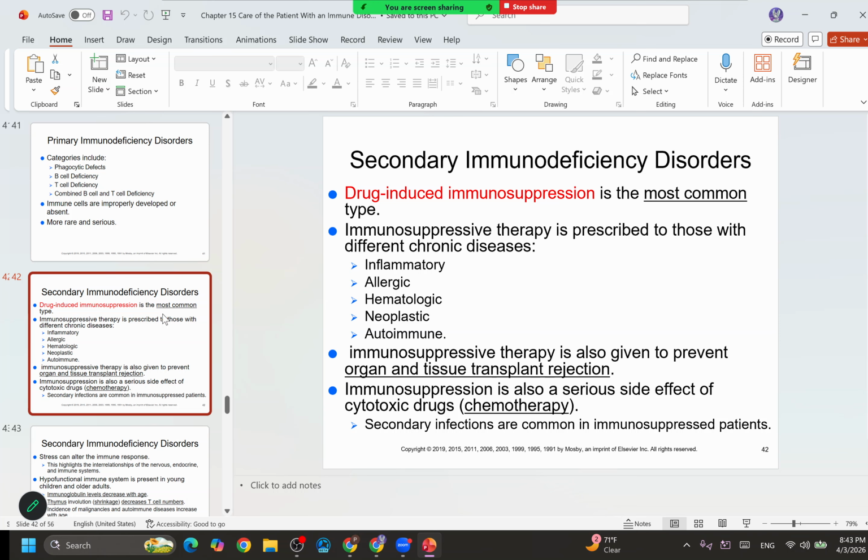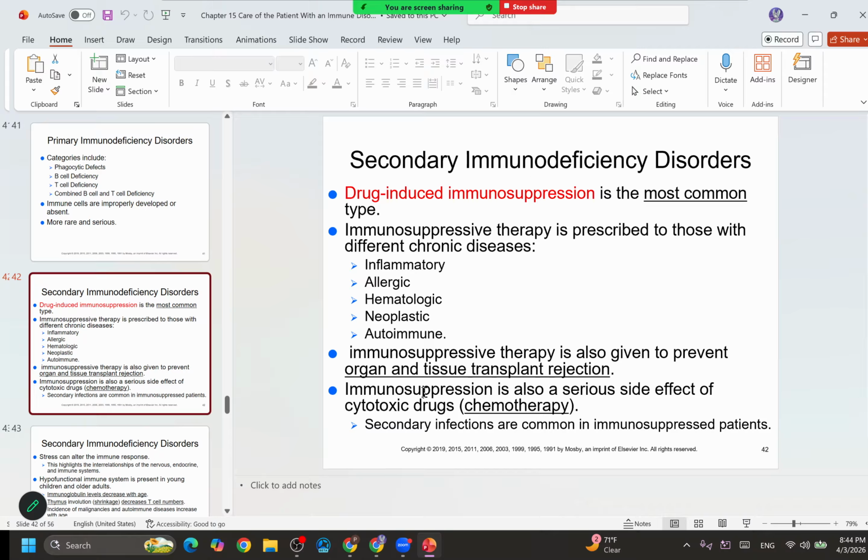All right. Drug-induced immune suppression. That means what? We actually just give the medication to try to put the immune system low. We do it on purpose. Why? Usually it's to prevent organ or tissue transplant rejection. Because we don't want this patient's immune system to attack the new organ we just gave to them. Okay, we don't want that to happen. So that's why we give this kind of medication to suppress their immune system.